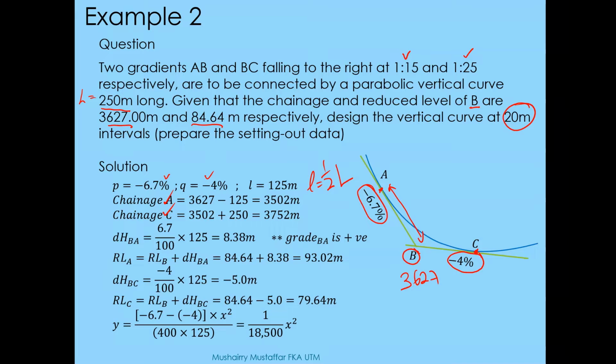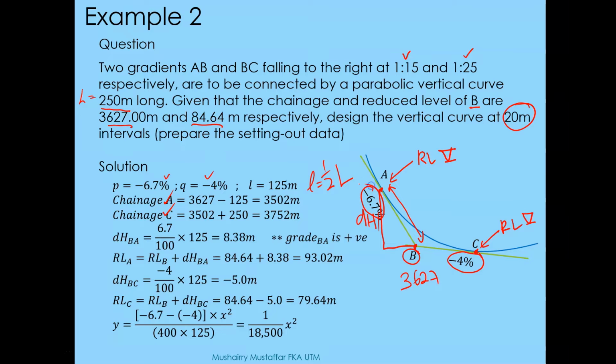So chainage A, chainage C. The next thing we have to find out is the reduced level of A and the reduced level of C. Or sometimes certain drawings use this notation, just to denote that it is a reduced level or a proposed level. We need to find the difference in height, DH, because I'm going to calculate from there to there.